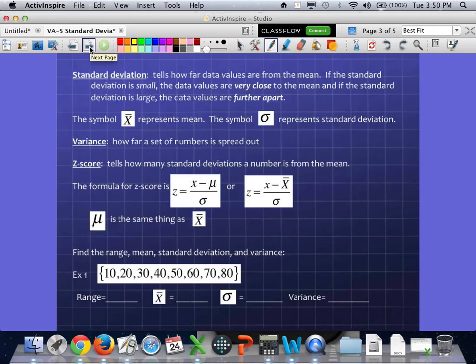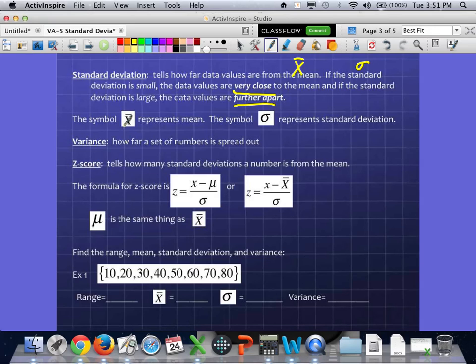All right, so the standard deviation tells us how far the data values are from the mean. Remember, the mean is the X bar. Okay? If the standard deviation, let's make sure you know that's this symbol, is small, very, very small, then the data values are very close to the mean. And if the standard deviation is large, then it's further apart, which means the data is not as reliable as if it had been very, very close.